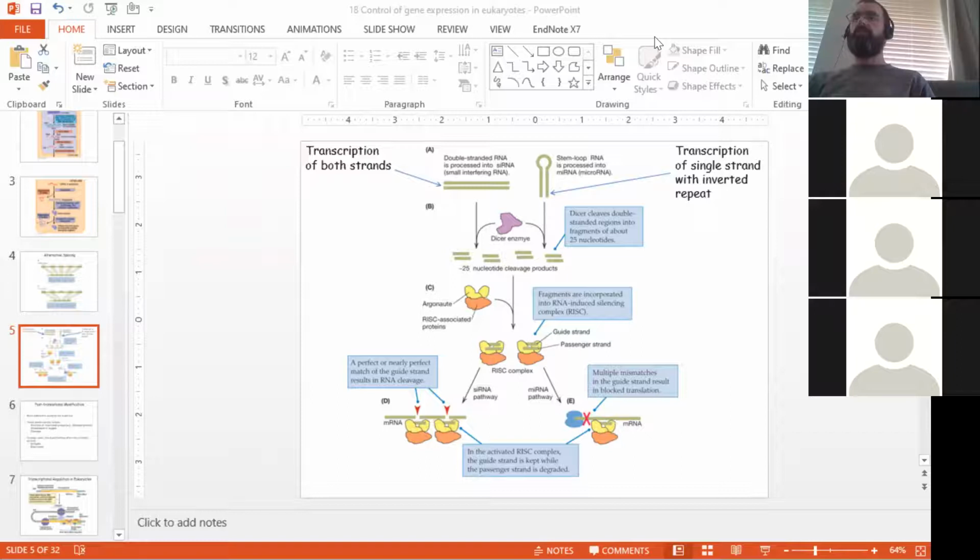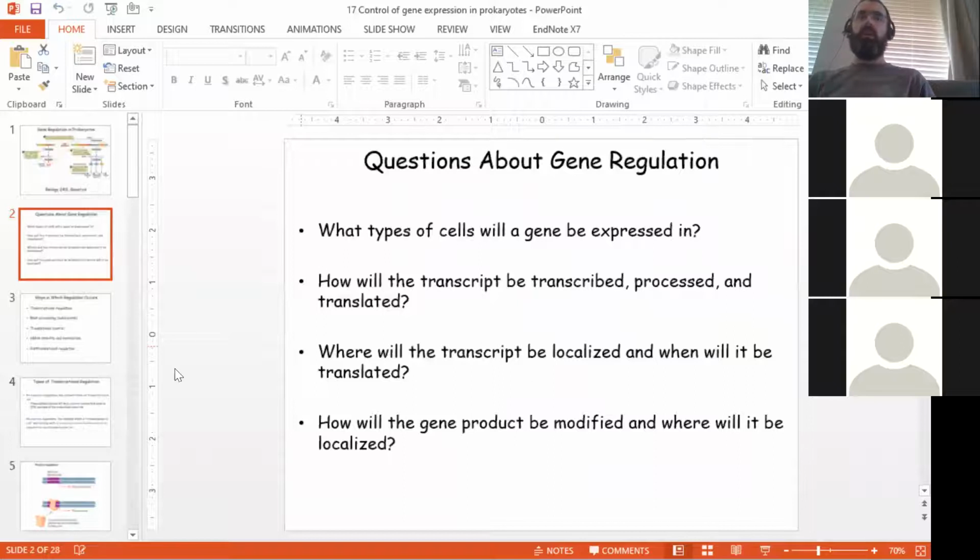Okay, so let's do prokaryotes first. Crab sticks, come on. Where's that one gone? Here we go. Okay, so what aspects? Let's narrow it down. What things are causing you issues?